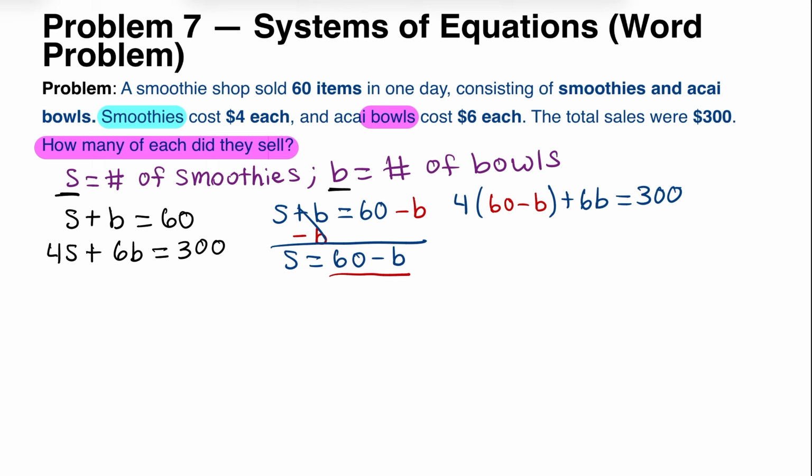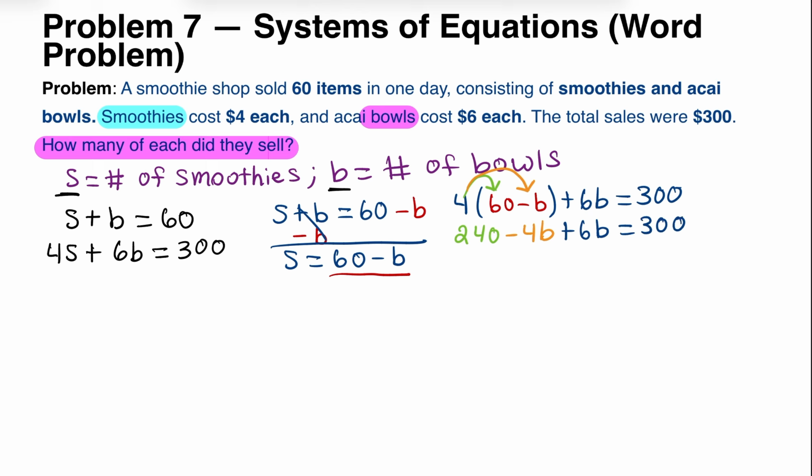As you can see, we have our typical equation where all we have to do is distribute and simplify. So let's do that. Now we have 4 times 60 equals 240. And then we have 4 times negative B equals negative 4B. Bring everything else down, plus 6B equals 300.